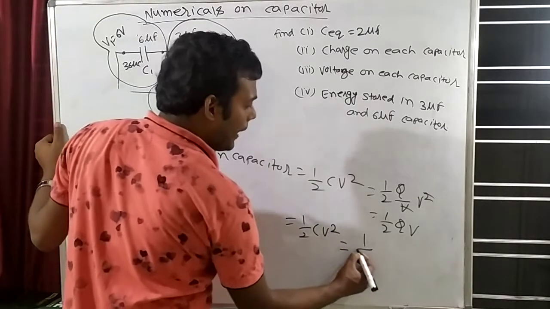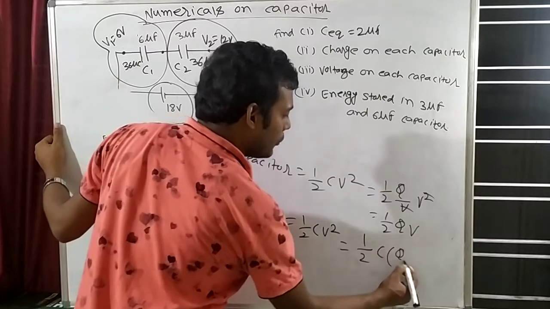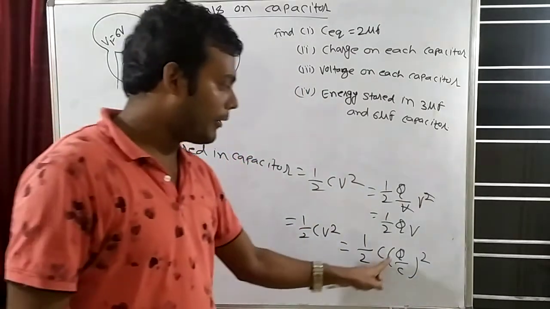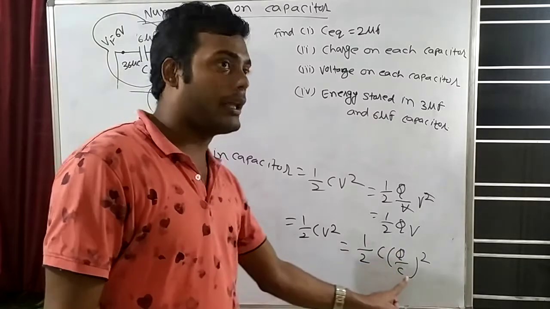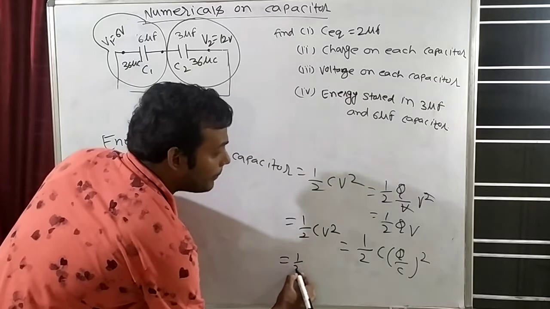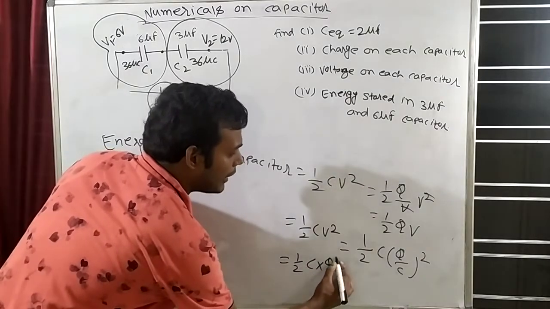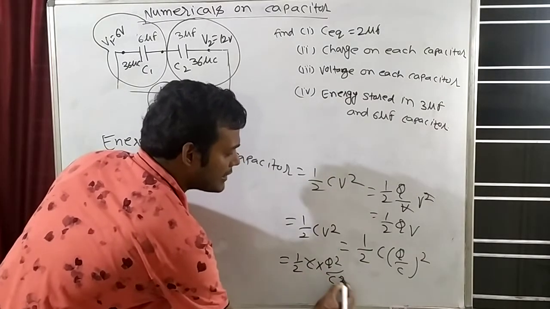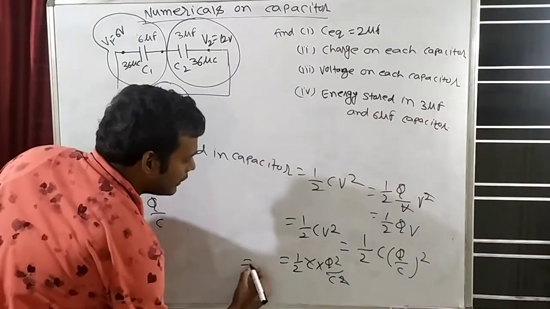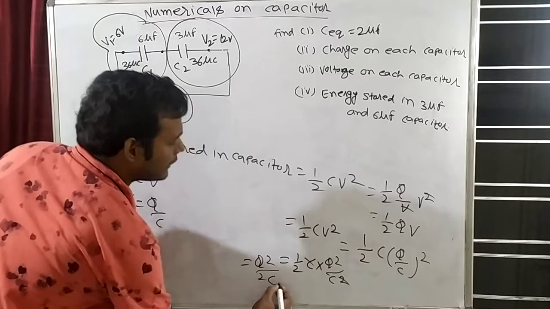Q by C. So half into C into Q by C ka square. In the place of V, what will I write? Q by C, and this is V ka square. So Q by C ka square. Clear? So what will this be? Half into C into Q square by C square. Something will cancel, so this will be Q square by 2C.